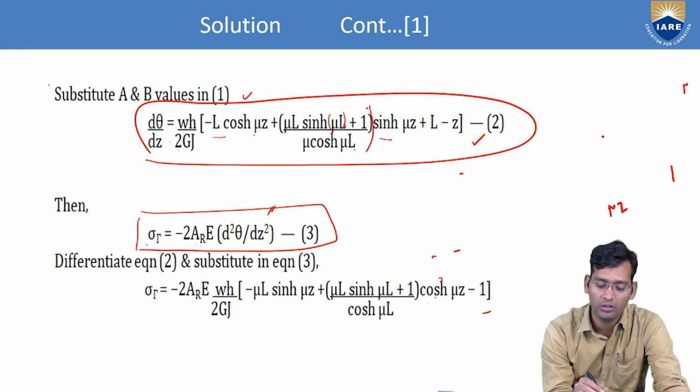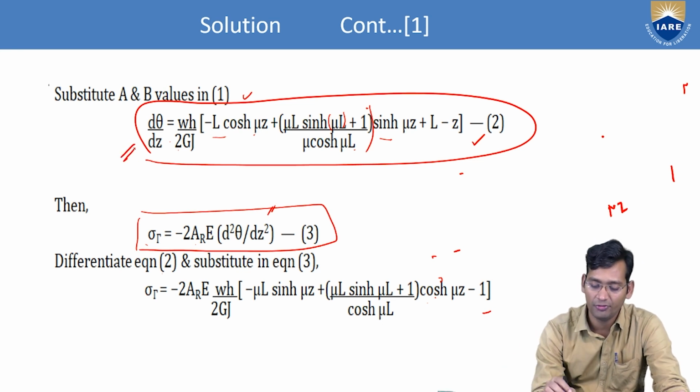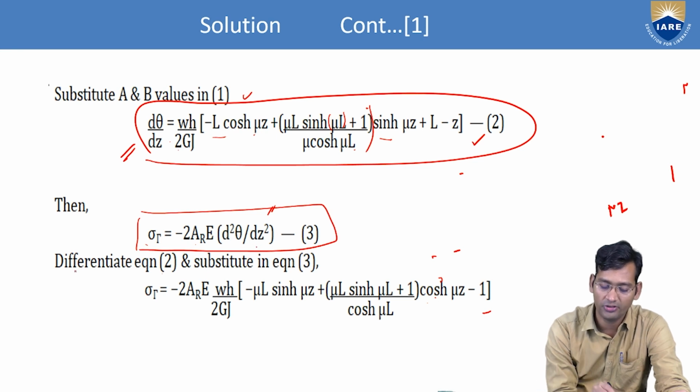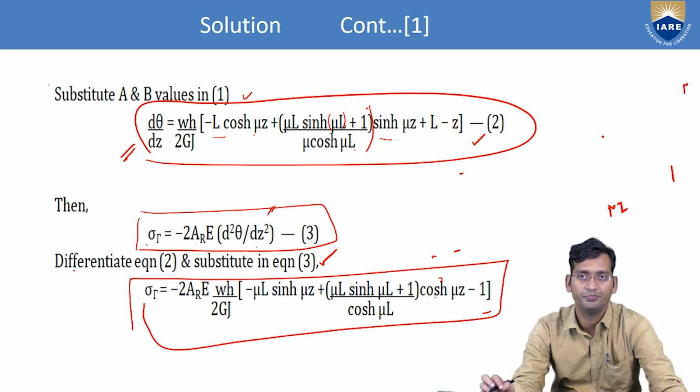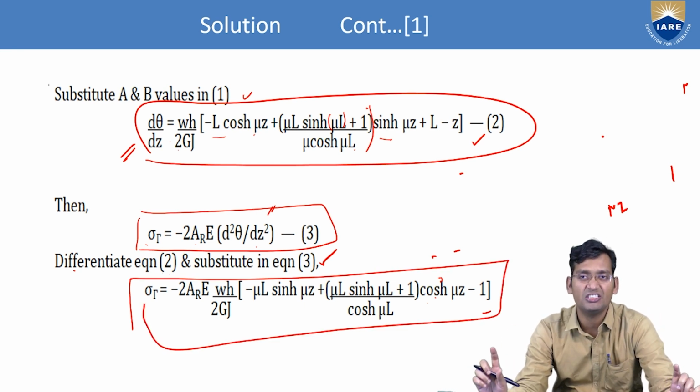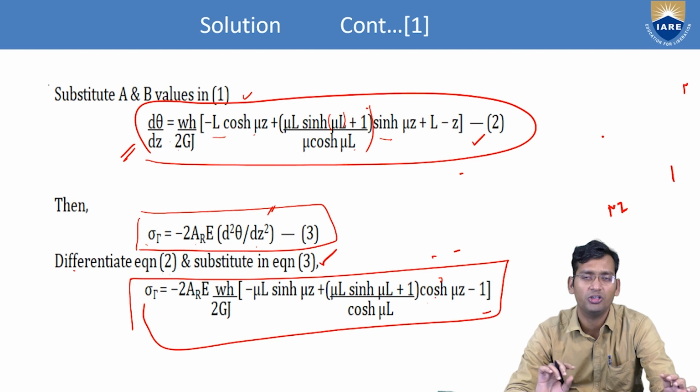d theta by dz means what? Differentiate this equation. After differentiating, just substitute here. So, differentiating equation 2 and substituting in equation 3, what will we get? Sigma tau is this one. Now we have the general sigma tau formula. Depending upon sigma 1, sigma tau 1, sigma 2, whatever the condition is given, just based on that, substitute here. You will get the value of sigma tau 1, sigma tau 2, like that.